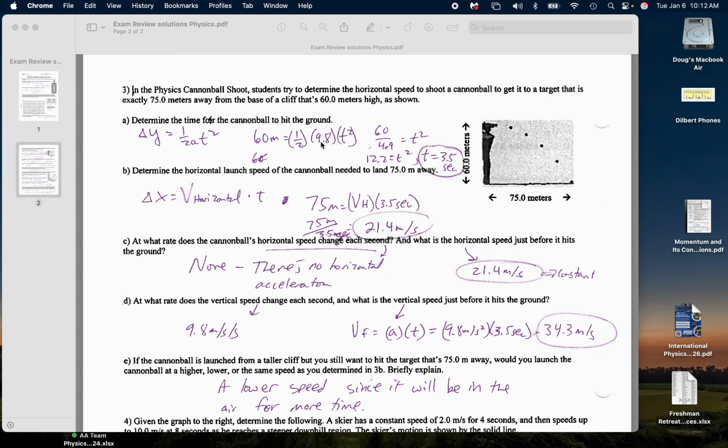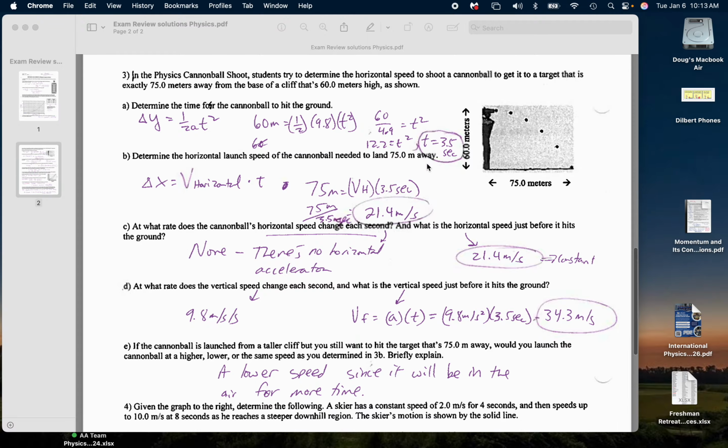Acceleration due to gravity is 9.8 meters per second squared. So again, I've got to rearrange this. Half times 9.8 is 4.9, so I take 60 divided by 4.9. That's equal to t squared. And then I take the square root of that, and that's around 3.5 seconds.